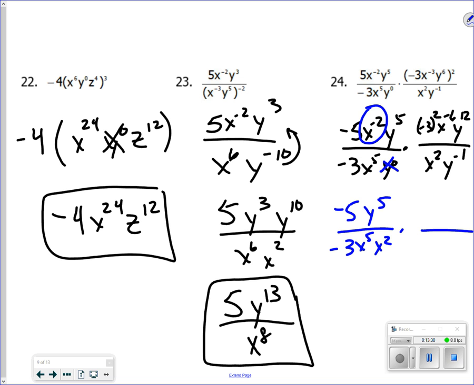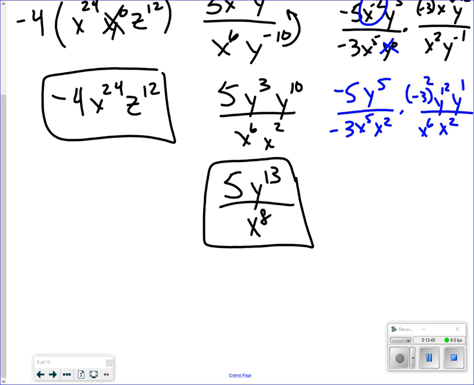Next one, negative 3 to the second. The x to the sixth needs to get moved to the bottom. The y to the first needs to get moved to the top, and the x squared. So now let's multiply straight across. I'm going to give myself a little bit more space. Multiply straight across. So I'm going to deal with the top first.